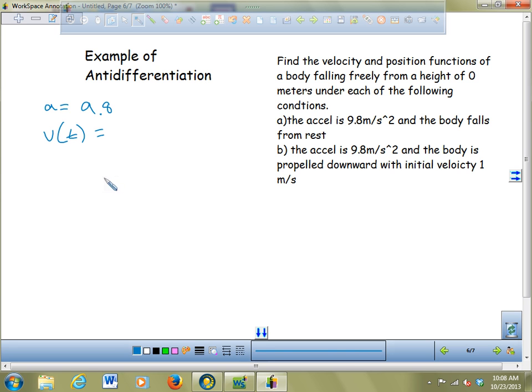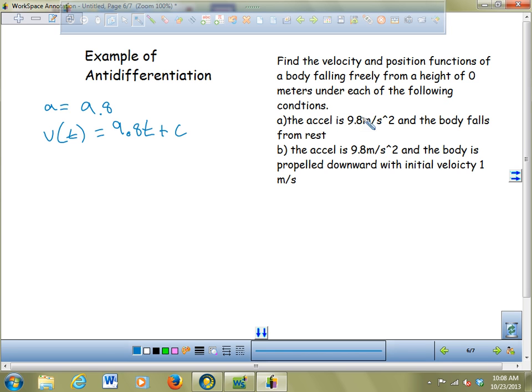How would I find the velocity if I know the acceleration? What's the derivative of the velocity? The antiderivative. Very good. So it's 9.8, and in this case the variable is t, plus c. Well, in the first case, so here we're doing the first case, flying freely from a height of 0 meters under each of the following conditions.